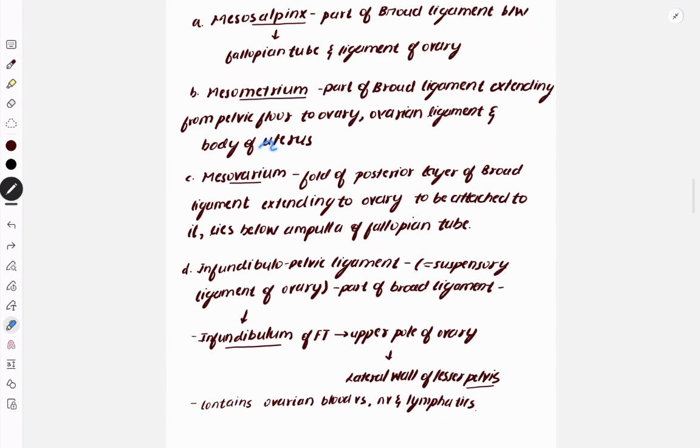Mesometrium, so therefore it will be related to the body of uterus, because uterus usually has three linings. The first one is the epithelial lining itself, which is called as endometrium, and after that we'll be having a muscular lining that is called as a myometrium, and then we'll be having a serosa. So metrium is a word which is literally used only for uterus. So mesometrium will be the part of broad ligament which will be related to the body of uterus.